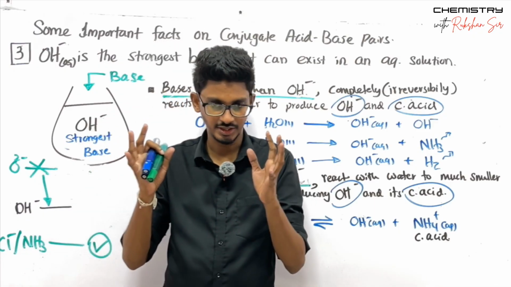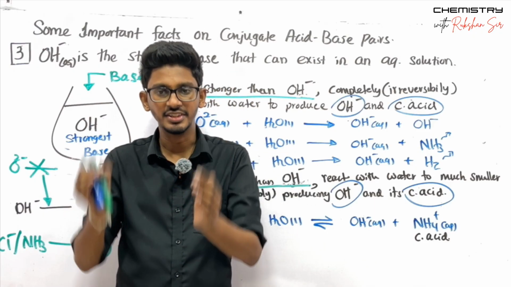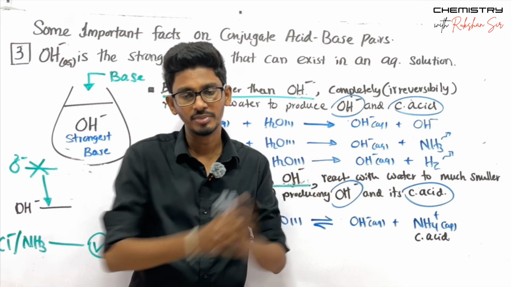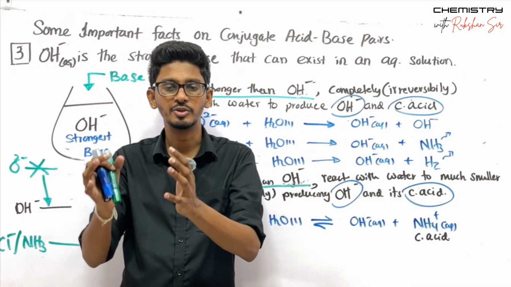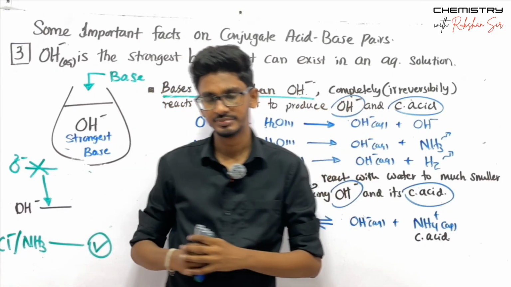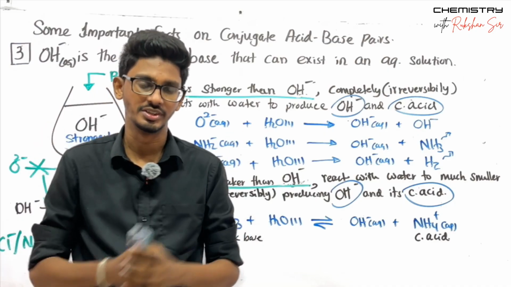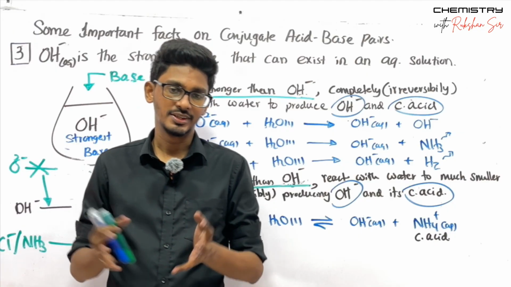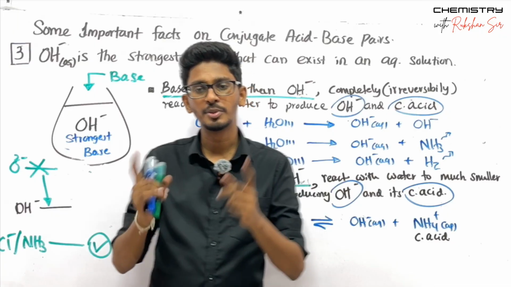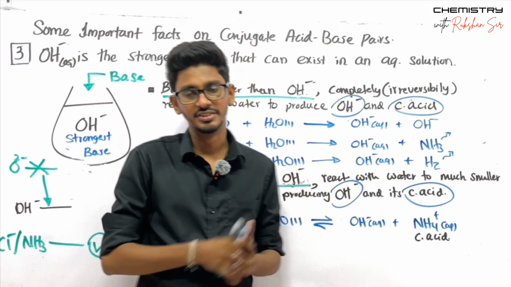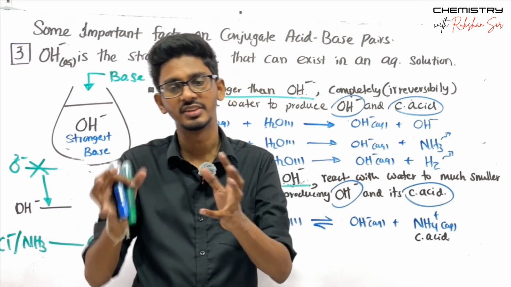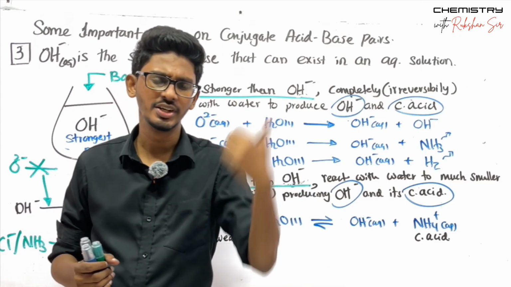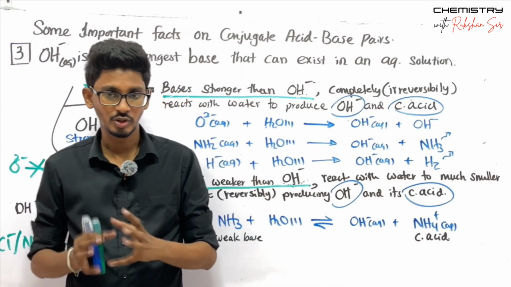Simply what is to be done is, if you are dealing with an acid, the hydrolysis will produce the H3O plus and the conjugate base. If you are dealing with a base, the hydrolysis of a base, then you have to produce the OH minus and the conjugate acid. That is how we are supposed to come up with the products, right?